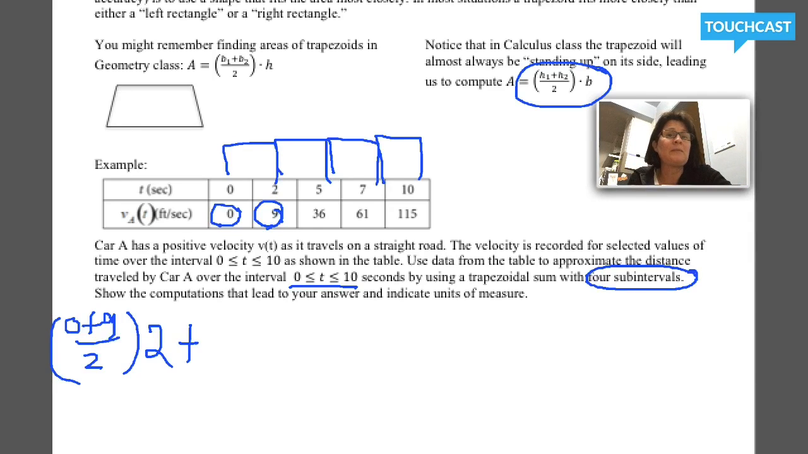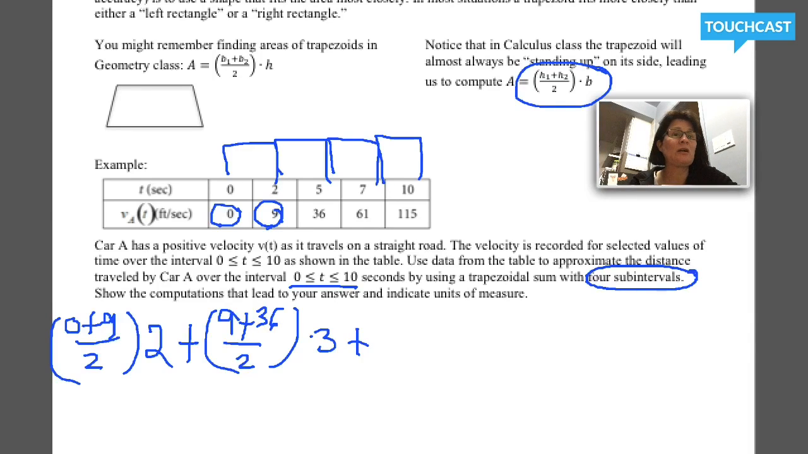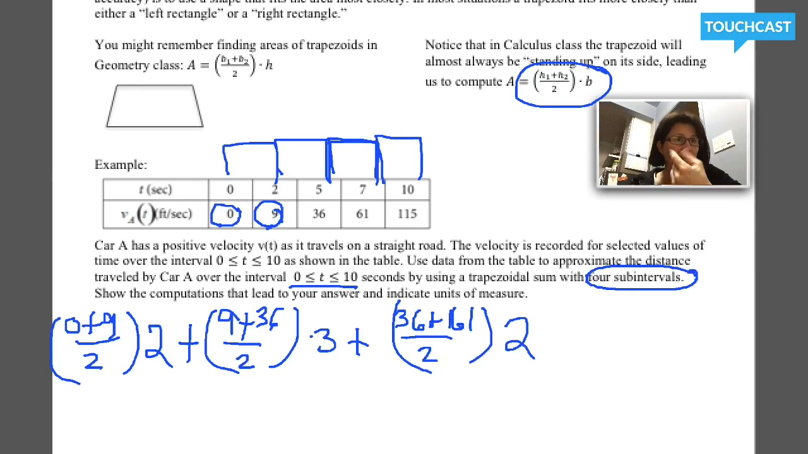My second trapezoid, the average of the heights, that's going to be 9 plus 36 over 2. The over 2 is from taking the average. I'm going to multiply by the width of this trapezoid. This trapezoid covered from 2 to 5. It has a width of 3. My third trapezoid, my heights are 36 and 61, over 2. And I'm going to multiply by the width of that trapezoid. That trapezoid covered from 5 to 7, which is a distance of 2, a time interval width of 2.